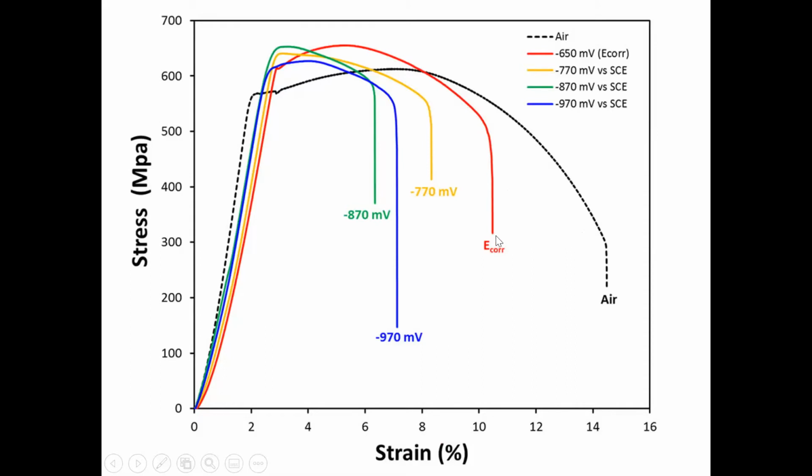Even though we're at the corrosion potential value, there's still an effect, and we're causing the ultimate strength to increase from this value here to that value there, but we're making it break sooner. So now the elongation is around 10%, whereas before it was just over 14%. It's quite a big difference.